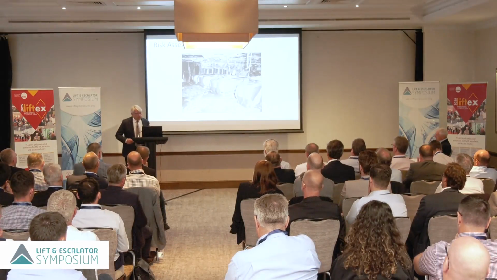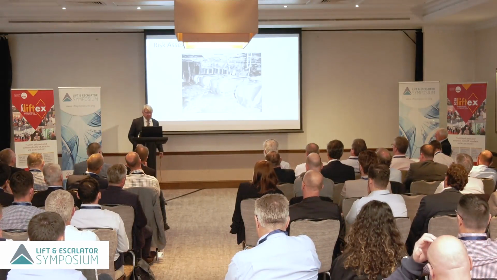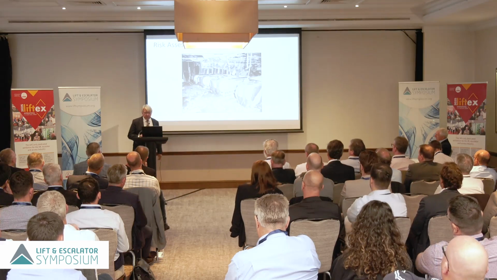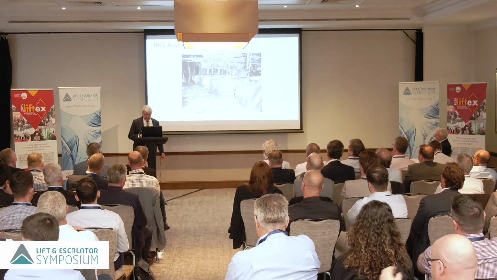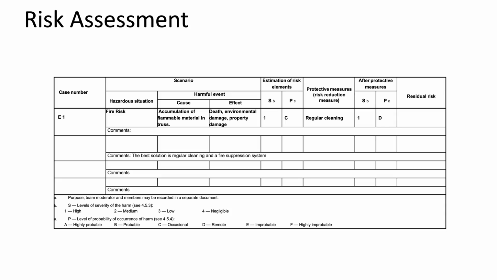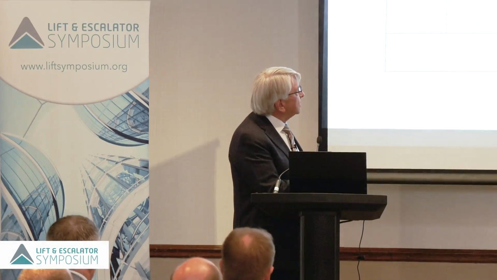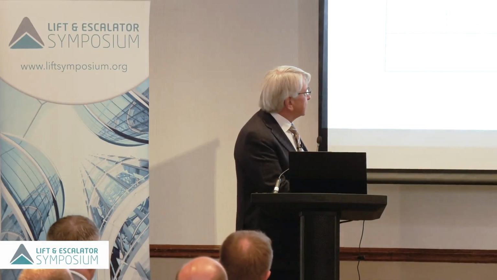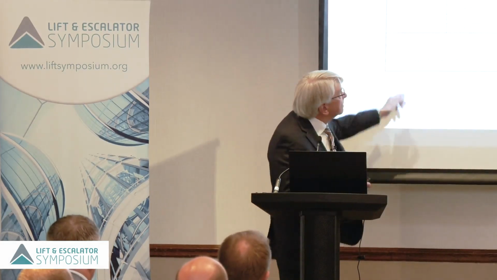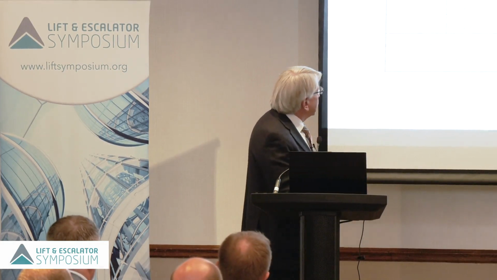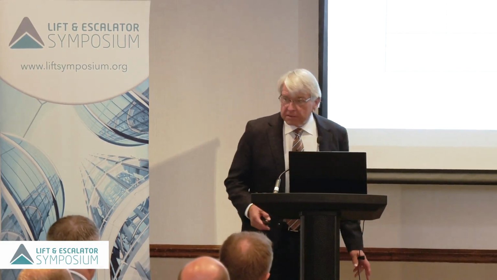So let's take a look at how we would handle the risk assessment of fire on an escalator. This is a very simplified form. But here we look at there's a fire risk. There's an accumulation of flammable material. The effect is it catches fire and burns and people die. So that's a severity of high severity. And C, occasional probability. It doesn't happen all the time.